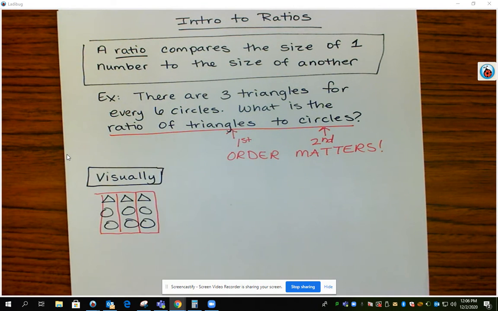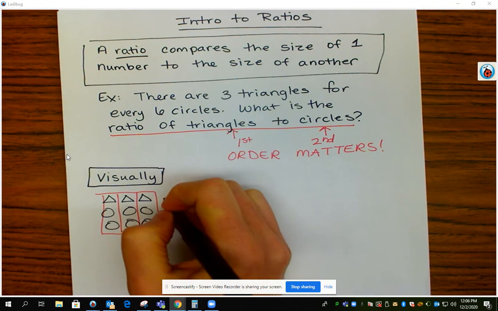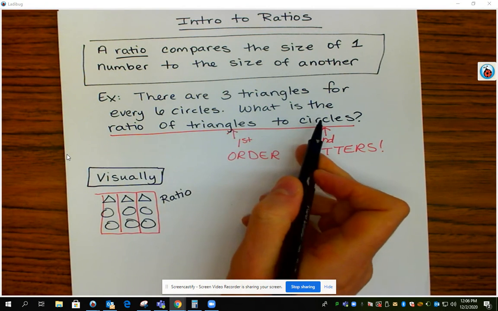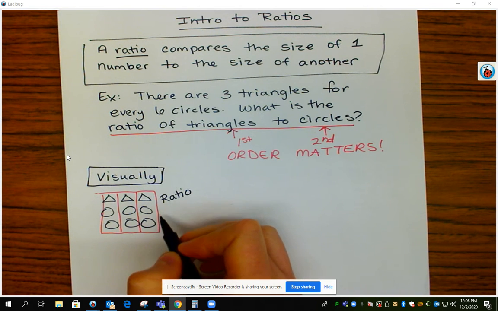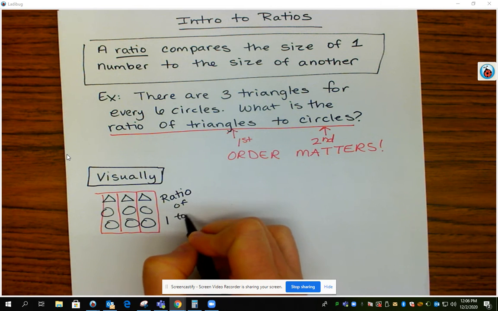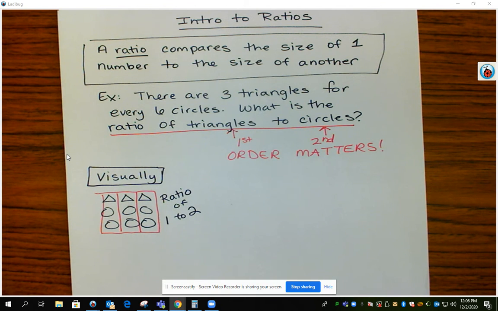So the ratio of triangles to circles would be 1 to 2. Okay, so that's one way to think about ratios.